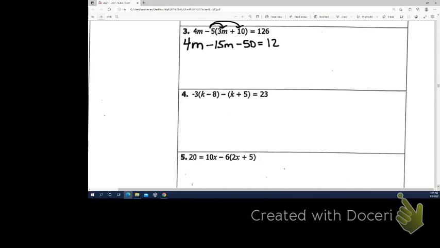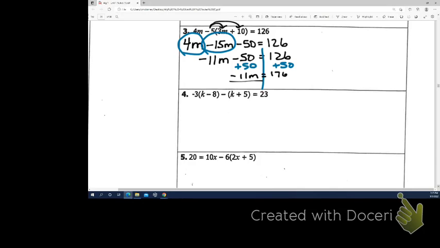And that's equal to 126. We're not done yet. Still doesn't look like a two-step equation. We need to combine these like terms. So 4m and negative 15m, negative 11m. Just writing down the rest. Now that it's as simple as possible, now I can focus on solving by undoing that subtraction, by adding 50, and then of course on our last step we'll be dividing. So when we divide by negative 11, then we find out that m is negative 16.